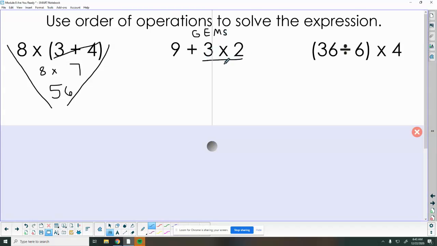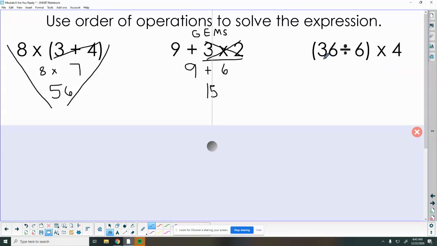So 3 times 2 is 6. I'm going to cross that off because I've used all of this. That just helps me not accidentally reuse this 3. And then bring down anything I didn't just do. So now we add 9 plus 6 is 15. So I want you to go ahead and try 36 divided by 6 times 4, and then we will come back and check.